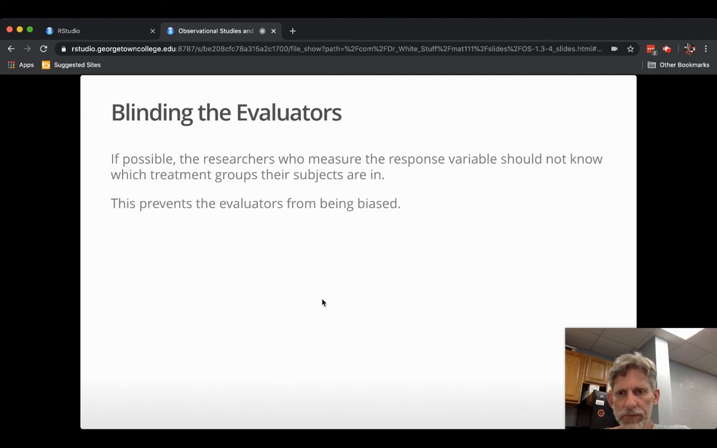Another really good idea is blinding the evaluators. So the researchers in an experiment, some will have different jobs than others, and it will fall to some of the researchers to measure the response variable. Like maybe there will be doctors who make the decision about whether a person has had a heart attack during that period of time. And whether or not you have a heart attack, that's a judgment call. It requires some professional knowledge. The doctor has to think about it, look at your symptoms.